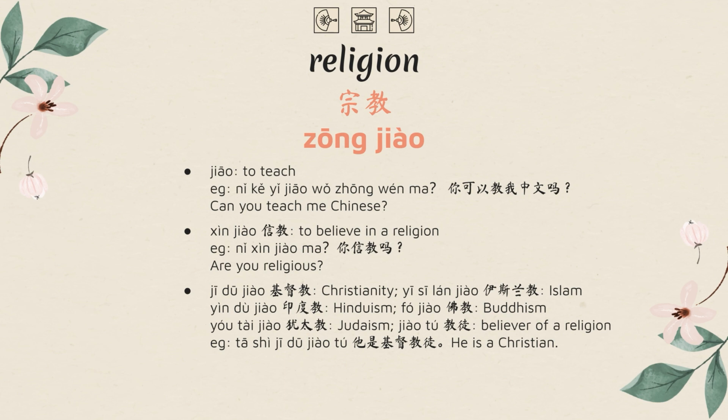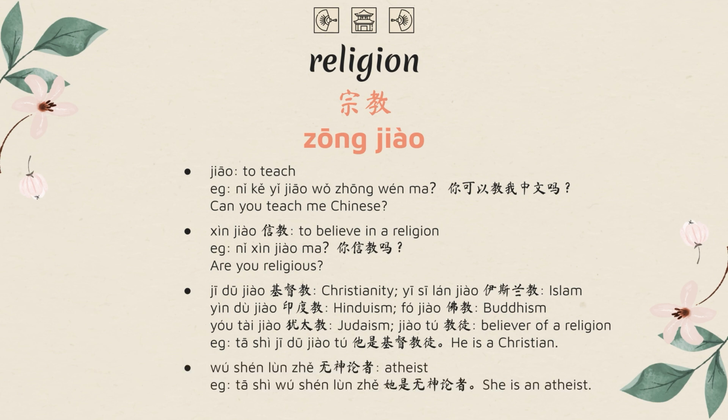So if you are a believer of a religion, then you are a 教徒. 教 means religion again. 徒 means a disciple. You can also specify what religion you are a believer of by putting the religion before 教徒. For example, if you want to say he is a Christian, you could say 他是基督教徒. How would you say he believes in Buddhism? 他是佛教徒.